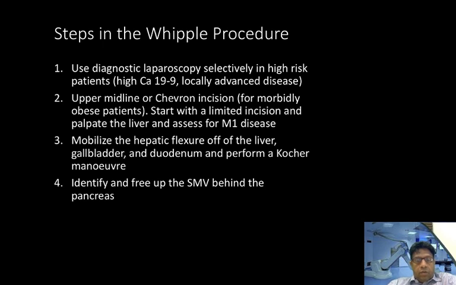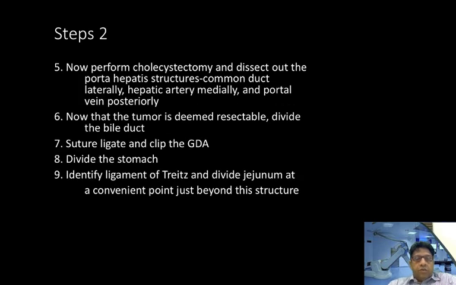And then we would identify and free up the superior mesenteric vein. Now, please bear in mind that you must exclude, like we said, liver metastases and extensive paraduodenal lymphadenopathy. You must exclude SMA involvement and peritoneal seeding or omental spread before proceeding with an attempted curative resection. We would then proceed to the cholecystectomy and dissect out the porta hepatis structures: the common bile duct, hepatic artery medially, and portal vein posteriorly. Once you've confirmed that the tumor is resectable, you may proceed to divide the bile duct. Until this point, you would still be able to offer the patient a palliative bypass if it was found to be unresectable.